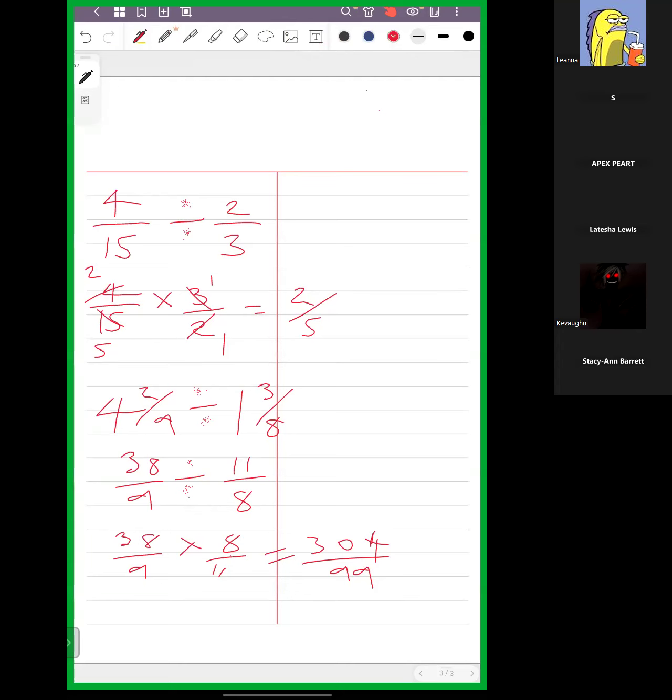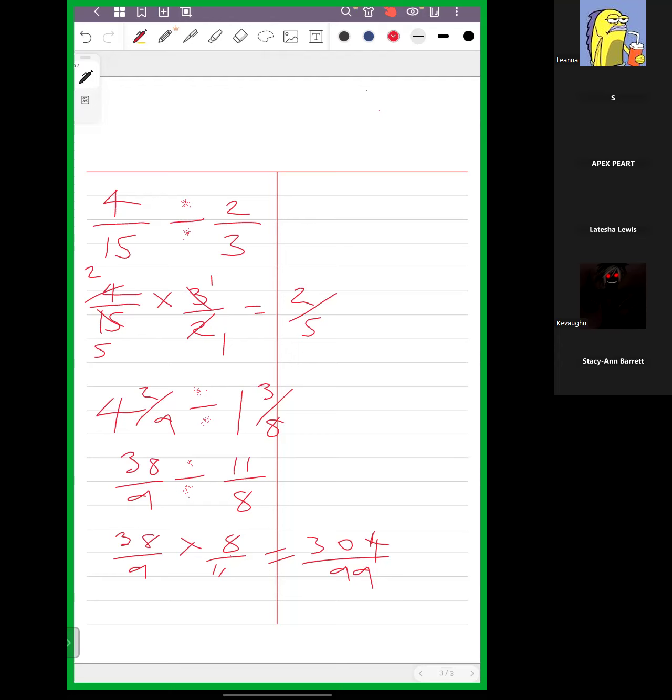Sir, in the first one you flipped the 4 and the 15, but in the second one you didn't flip the 38 and the 9. I didn't flip the 4 and the 15. I flipped the 2 and the 3. Look carefully. Notice that the 4/15 came back down as 4/15, and the 2/3 was turned upside down to be 3/2. You spot it? Yes, sir, I saw it. All right, so it is always the last fraction that we invert, never the first one.